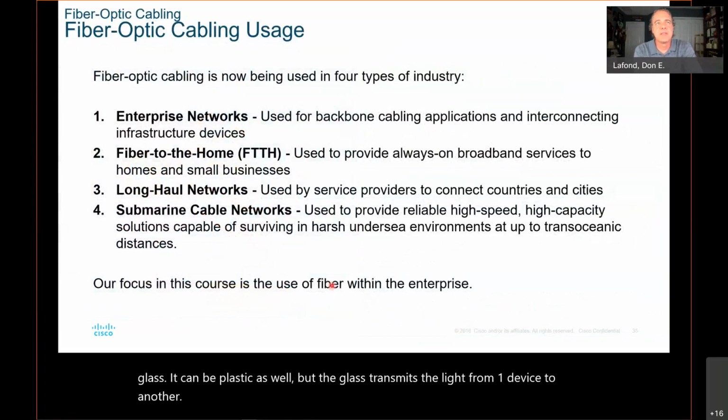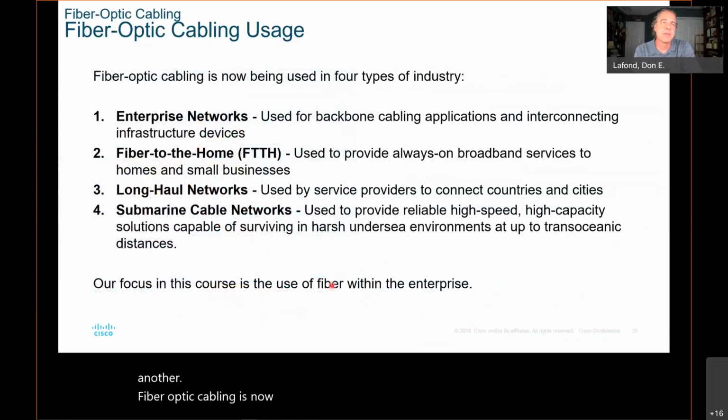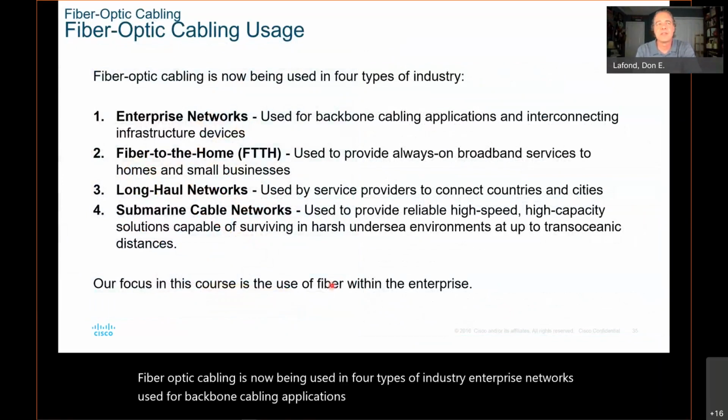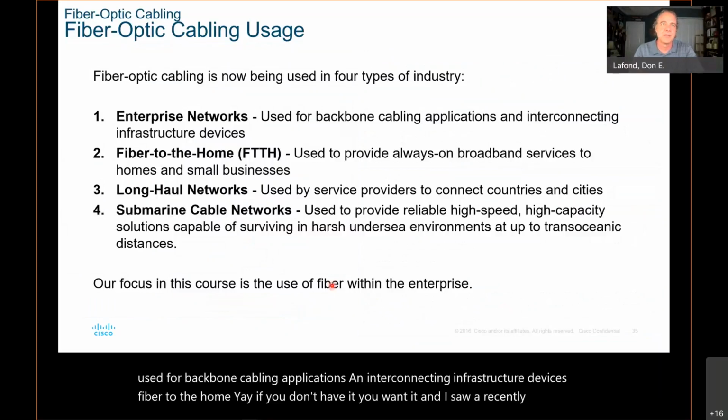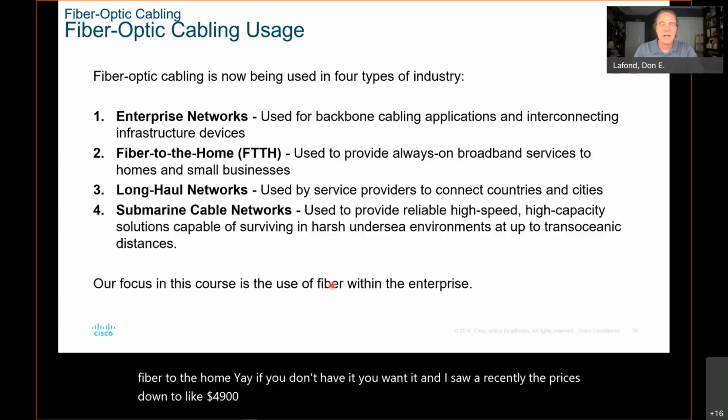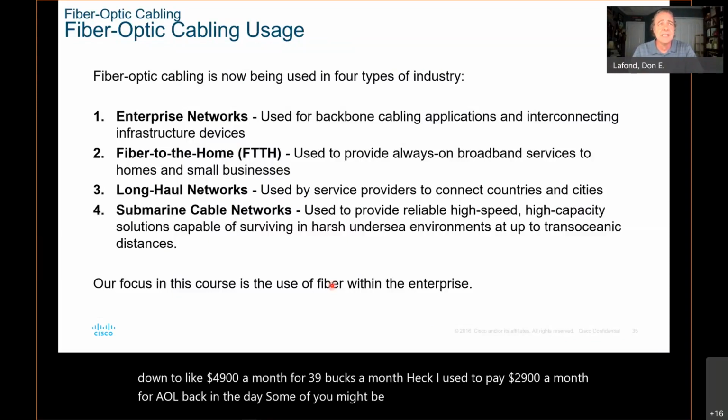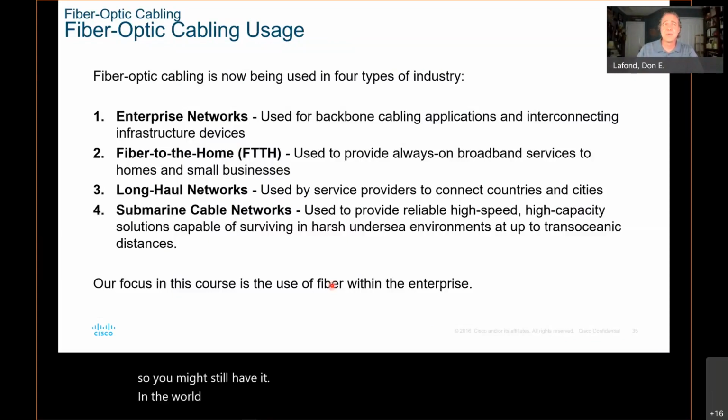Fiber optic cabling is now being used in 4 types of industry. Enterprise networks used for backbone cabling applications and interconnecting infrastructure devices. Fiber to the home, yay, if you don't have it, you want it. And I saw recently the price is down to like $49 a month or 39 bucks a month. Heck, I used to pay $29 a month for AOL back in the day. Some of you might be old enough to remember AOL. Some of you might still have it in the world. I'm not making fun of you, but when you get fiber to the home, you will be happy.